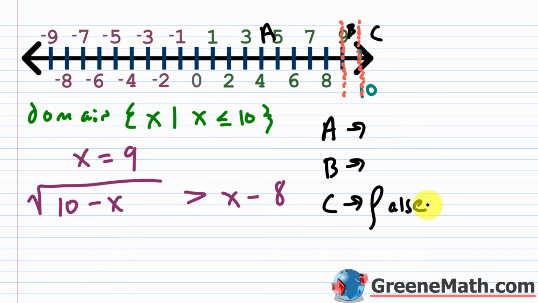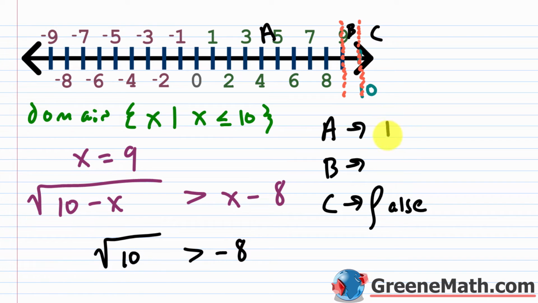Then let's test something in A and see if it works. You could pick anything you want. I think I would pick 0 because it's nice to work with. 10 minus 0 would be 10, so this would be the square root of 10. Is this greater than, if you plugged in a 0 here, 0 minus 8, which would be negative 8? Well, yeah, the square root of 10 is positive. We don't need a calculator for that. And that's going to be greater than negative 8, right? Positive is always greater than a negative.